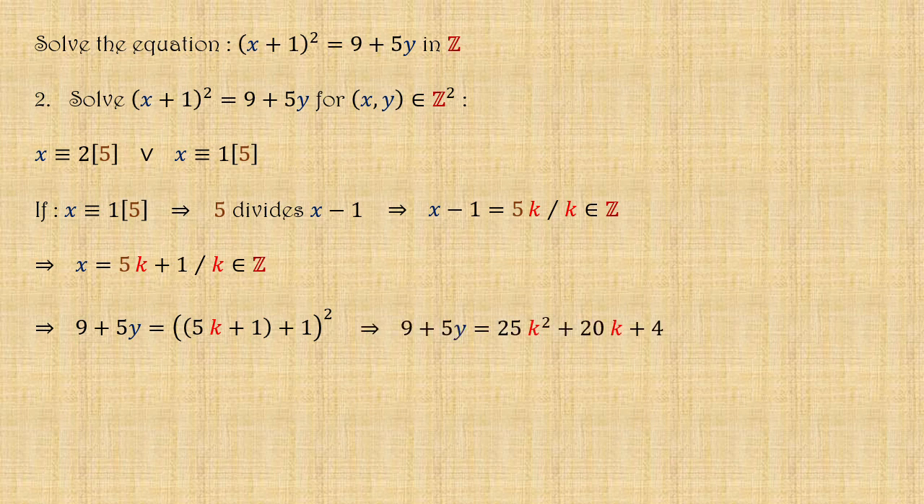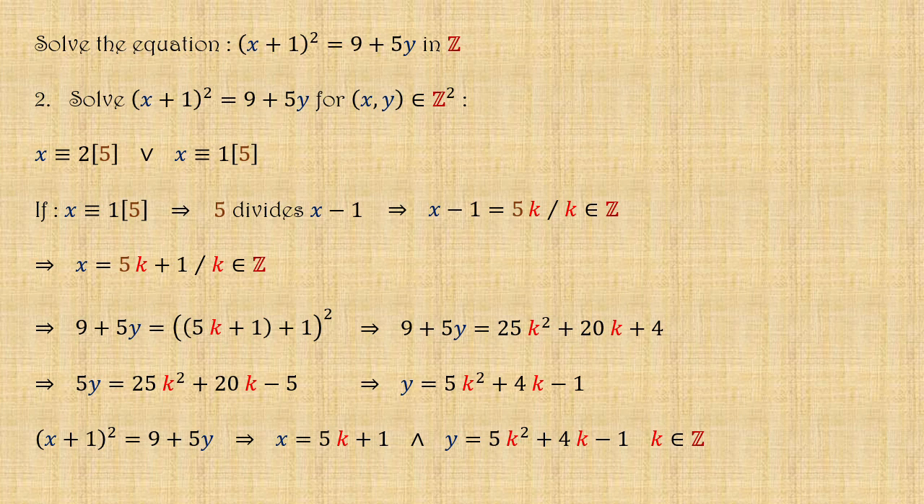Which means that 9 + 5y is equal to 25k² + 20k + 4. Therefore, 5y equals 25k² + 20k - 5. And this means that y equals 5k² + 4k - 1. So in this case the solution to our equation is the couple of integer numbers x and y such that x equals 5k + 1, and y equals 5k² + 4k - 1, such that k is an integer number.